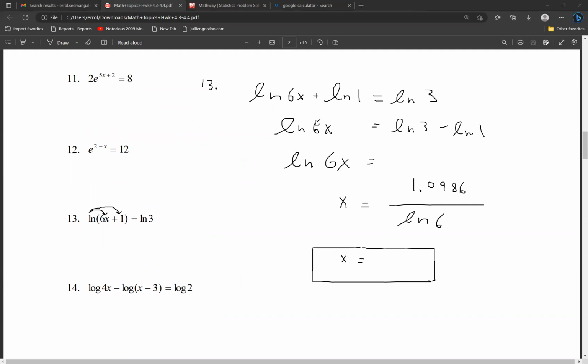But to finish off 13, ln 6x plus ln 1 equals ln 3. Then I move the ln 1 to the right side. 6x equals ln 3, but that was the same answer that we got before. Yeah, ask her about 13, because I think it should be 1/3, but we're getting 0.6 something.